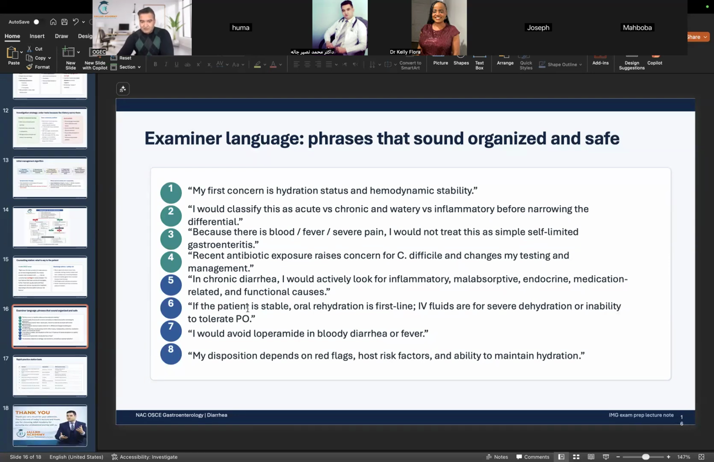If the patient is stable, oral rehydration is first line. IV fluids are for severe dehydration or inability to tolerate oral intake. I would avoid loperamide in bloody diarrhea or fever, and you have to mention for the patient not to take it if it happens at home. My disposition depends on the red flags, host risk factors, and ability to maintain hydration.